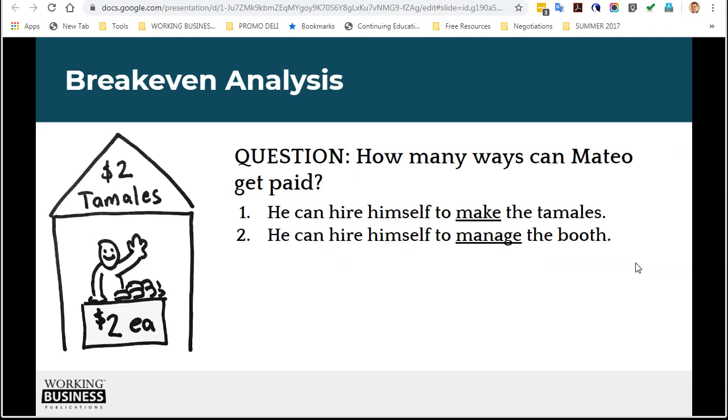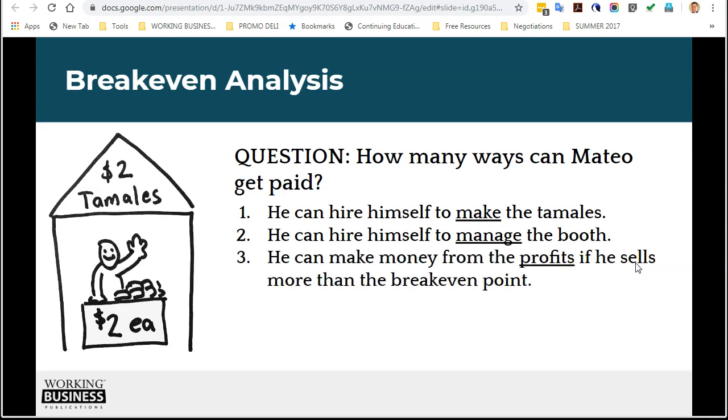Okay, so he hired himself to make the tamales. He hired himself to manage the booth. He can make money from the profit if he sells more than the break-even. So only as an owner of the business is he going to make money if he sells more than the break-even point. So this is really important when we're talking about growth for your business. If Mateo is unable to sell more tamales than his break-even amount, then he will never be a profitable business.